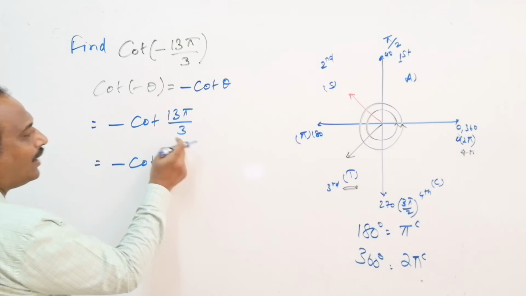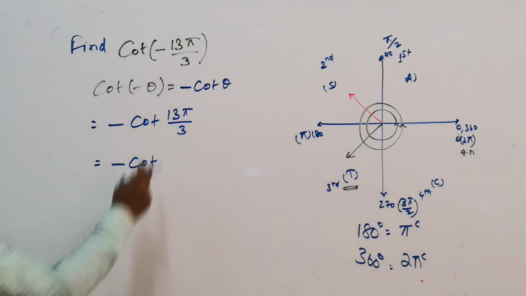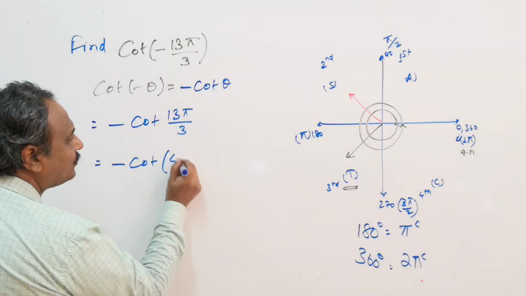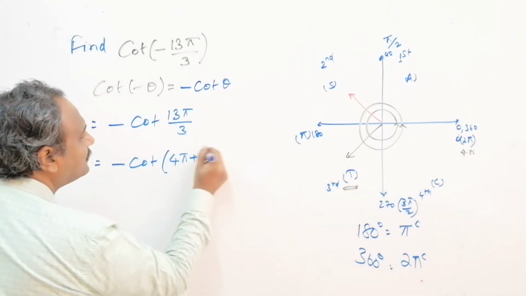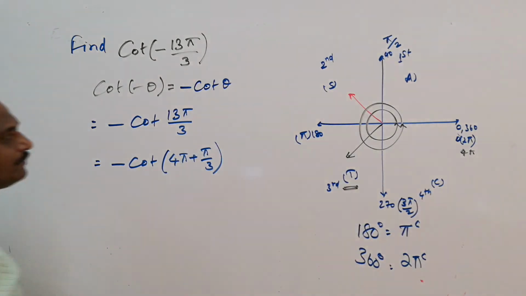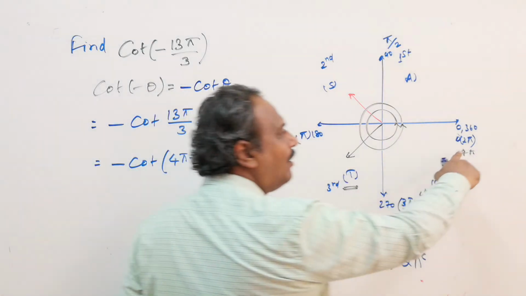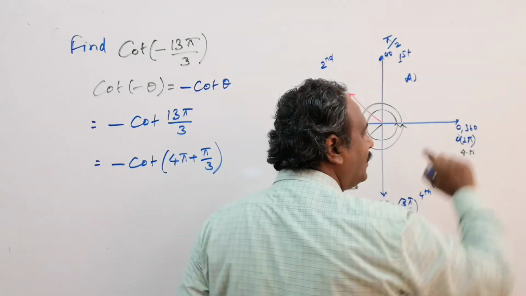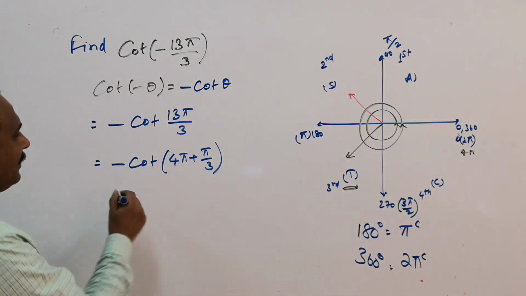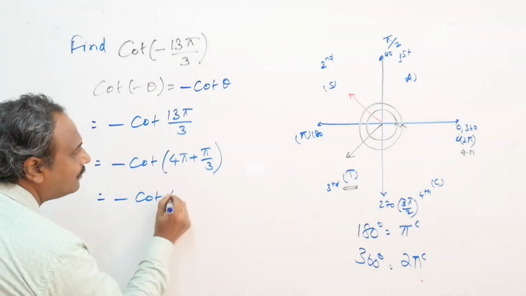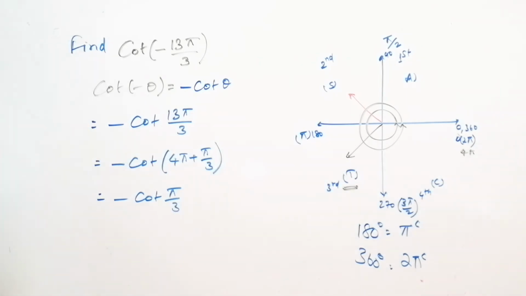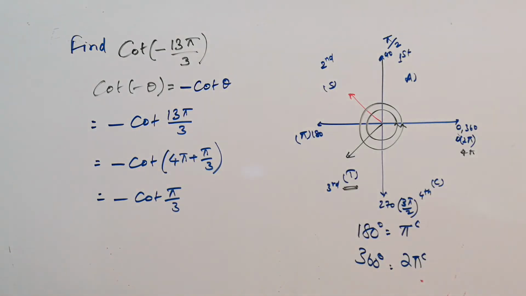Now how can I write this? This is 13 by 3. 4 3s are 12. 4 pi plus pi by 3. 4 3s are 12, the remainder is 1. So pi by 3. Again, 4 pi will be on the axis, which is equal to 0. So this will become minus cot pi by 3.